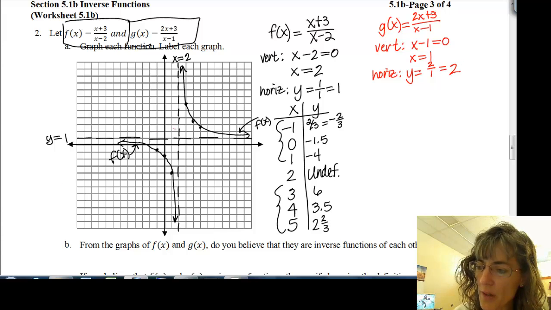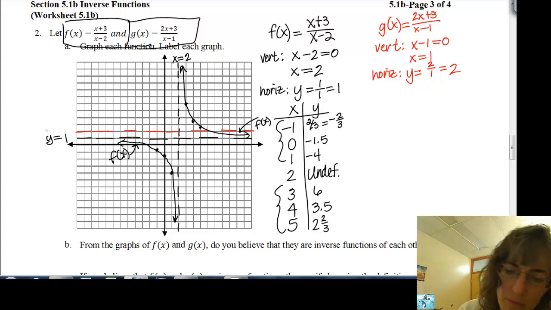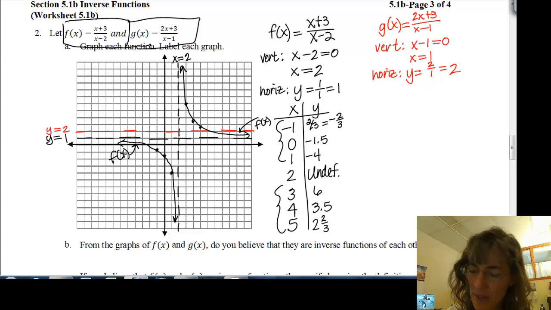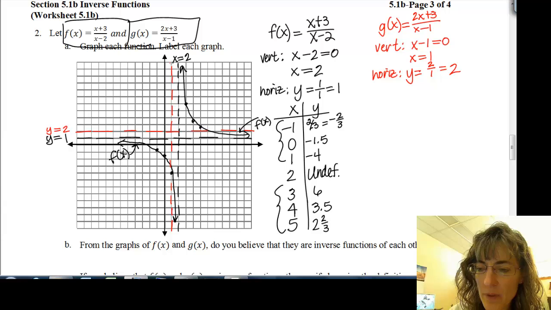So there's my two asymptotes. I can draw them in. I have y equals 2, that's up here. And then I have x equals 1, so that's going to be in here. And this one's kind of tight.